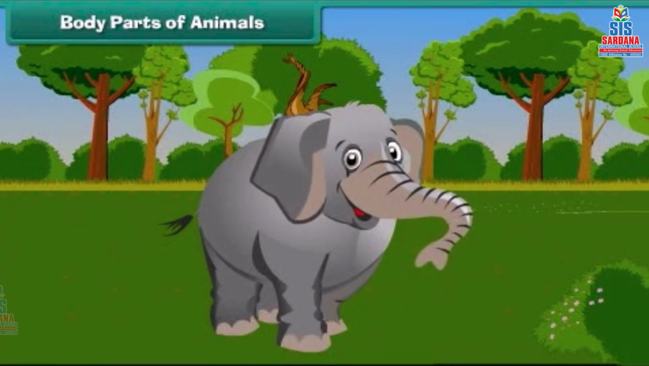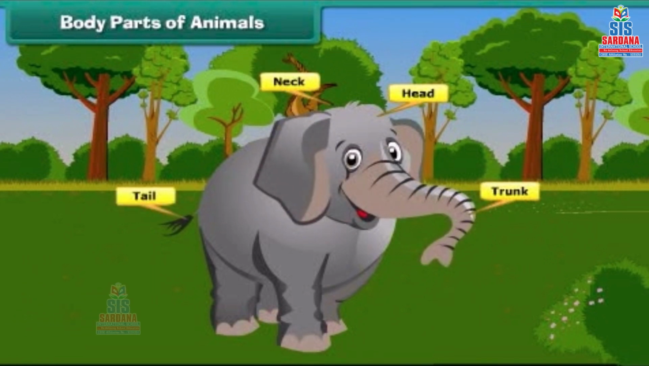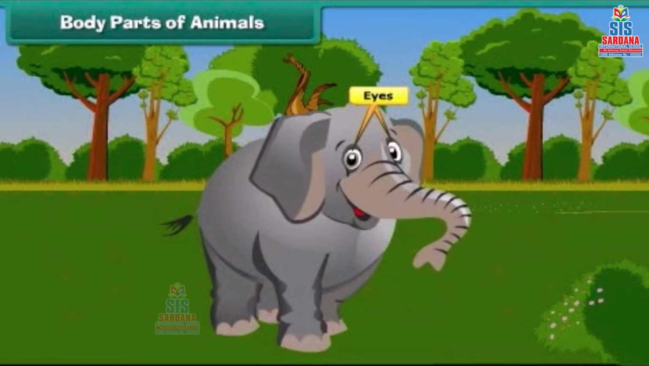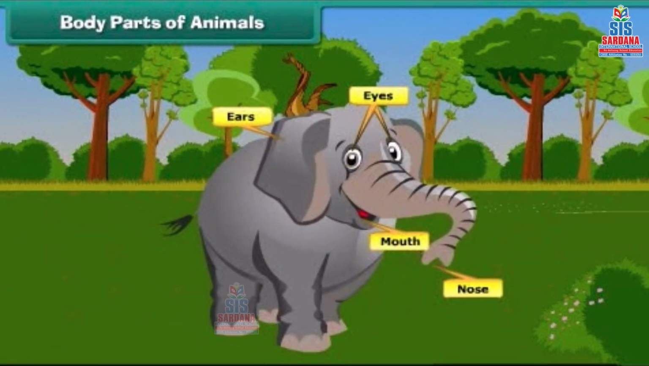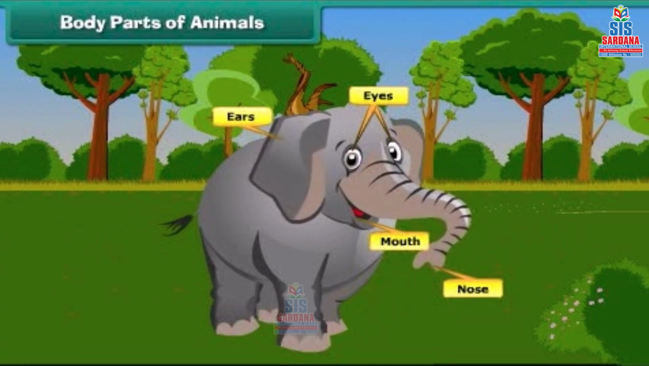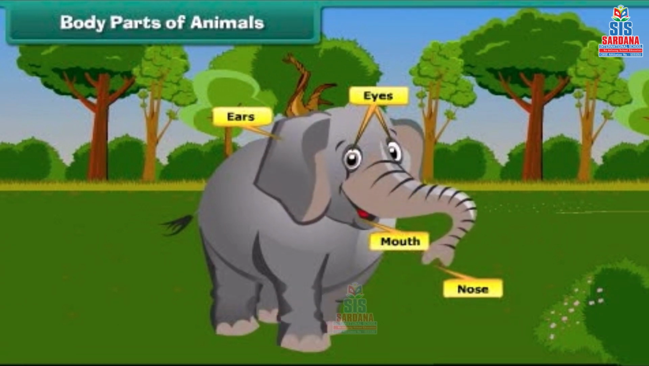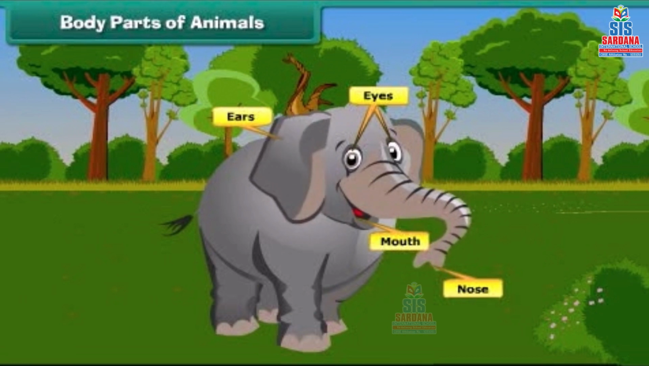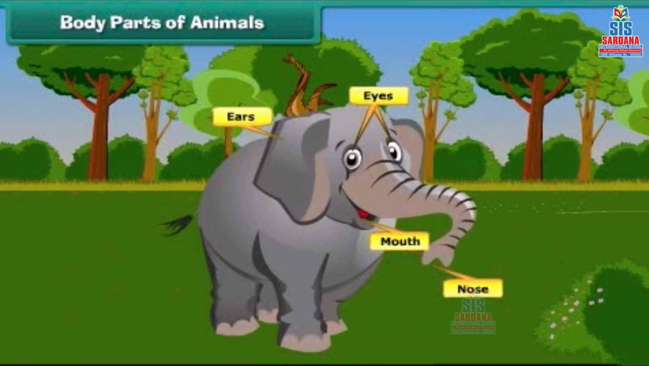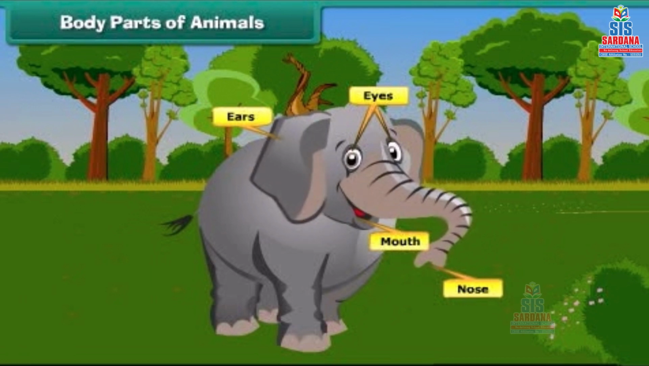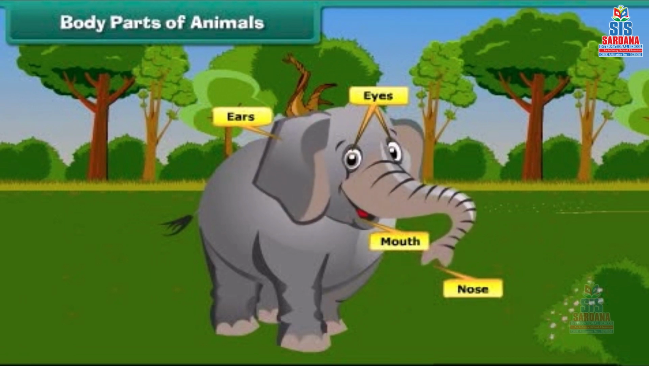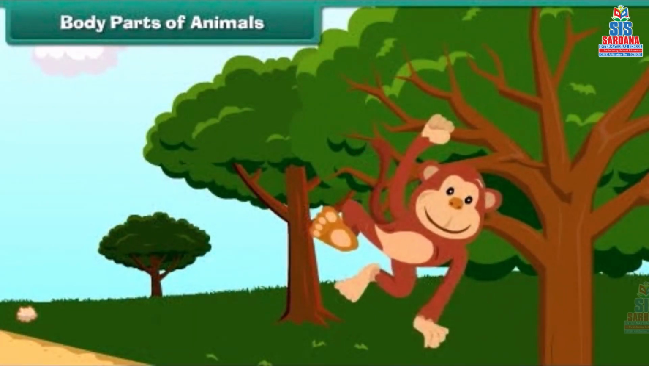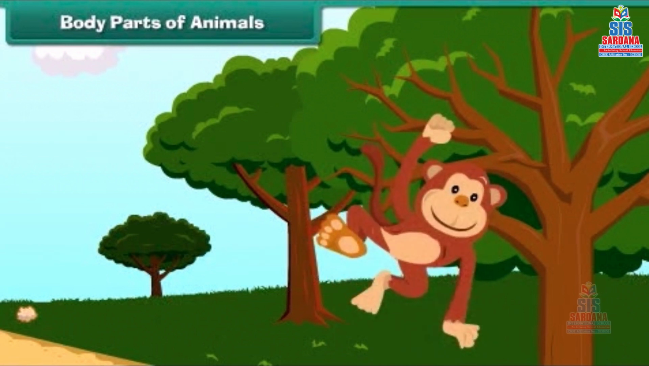Under land animals, the body is mainly divided into 4 parts: head, neck, trunk, and tail. The head bears eyes, nose, ears, and mouth. Next body part is the neck. The neck helps animals move their head up and down and left and right. The trunk encloses many body organs. The legs help in movement from one place to another. In some animals, the tail helps to balance the body.